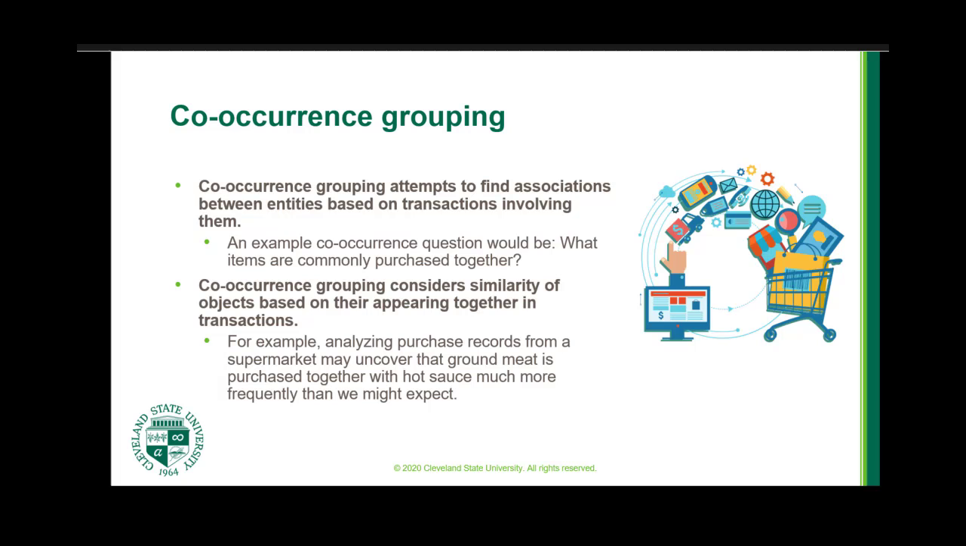Co-occurrence of products is kind of the common type of grouping. We also call it market basket analysis. It attempts to find association between entities based on transactions involving them. Co-occurrence grouping considers similarity of objects based on their appearing together in transactions. For example, in Amazon, pairs of books that are purchased frequently by the same people.